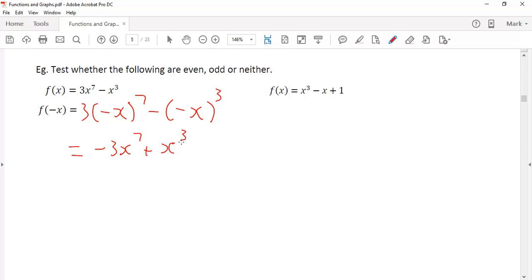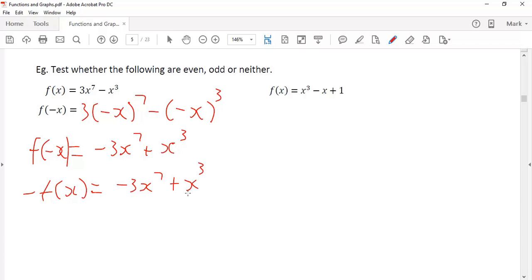Now we look at it. We can see that f(-x) is different from f(x). So that means it's not even. Now we have to test if it's odd. So we find -f(x). Pretty much just take the original and switch all the signs. So it'll be negative 3x to the power 7 plus x cubed.